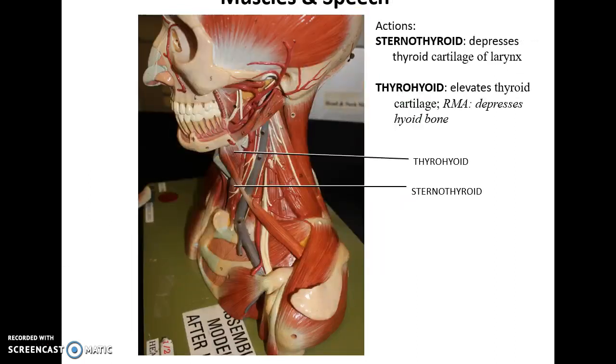We also have the sternothyroid muscle going from the sternum up to the thyroid cartilage that helps to depress the thyroid cartilage of the larynx. And then we have the thyrohyoid muscle going from the thyroid cartilage to the hyoid bone. And this helps to elevate the thyroid cartilage, or it can do a reverse muscle action and depress the hyoid bone.